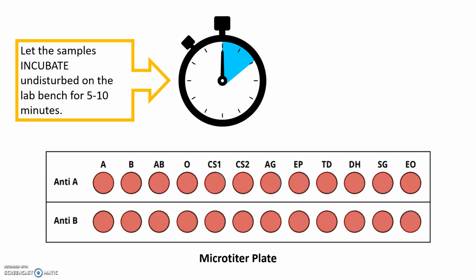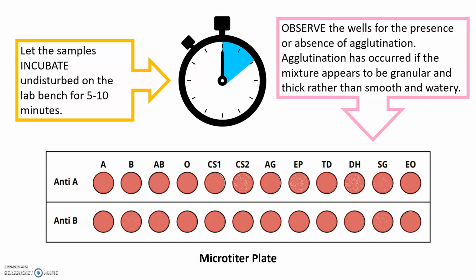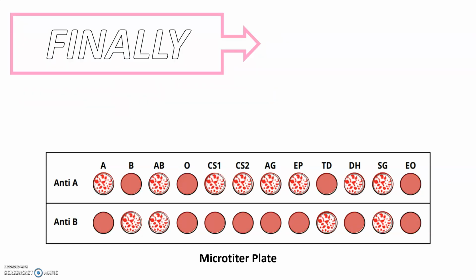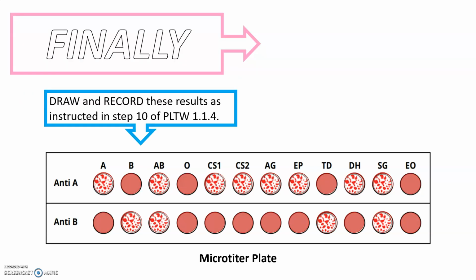So let the samples incubate undisturbed on the lab bench for 5 to 10 minutes. Then you're going to observe the wells for the presence or absence of agglutination. And agglutination has occurred if the mixture appears to be granular and thick rather than smooth and watery. Finally, draw and record these results as instructed in step 10 of POTW 1.1.4. So you're going to draw and record these results.